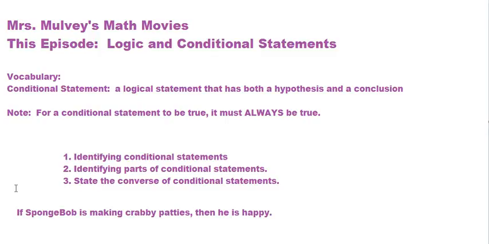So one way you can identify a conditional statement is if it has the if and the then. Now there may be conditional statements that don't have both of those words, and we're going to take a look at those later. But right now an easy way to identify the conditional is the if and the then part. So the part that's behind the if is called the hypothesis. So if this condition is in place, SpongeBob is making Krabby Patties, that part of the conditional statement is called the hypothesis. It's the if part. The conclusion is what follows the word then. It's the then part. Then this is going to happen.